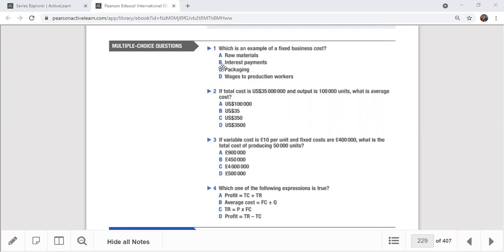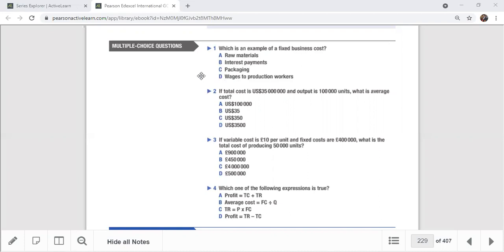But here, interest payment, we are recognizing that interest payment does not change the level of output. Because for every output, we are not taking a loan. We are taking a fixed loan, like it can be 1 million loan, 500,000 loan. For that there is a fixed installment we are paying, fixed interest we are paying. That is not depending on the level of output. In all other situations, it depends. Everything changes the level of output. B is the correct answer.